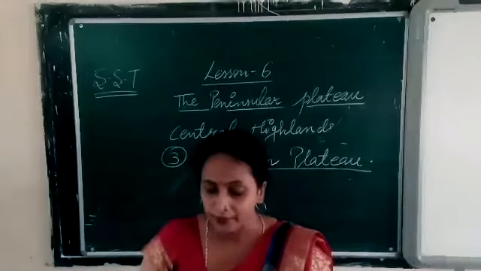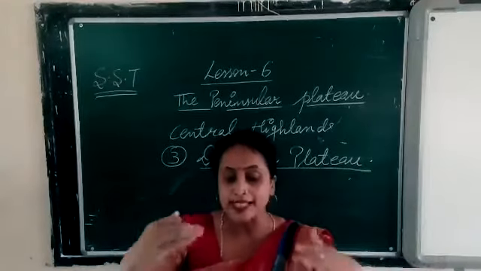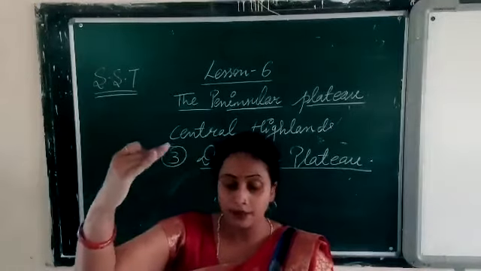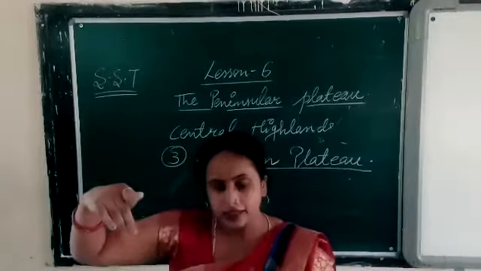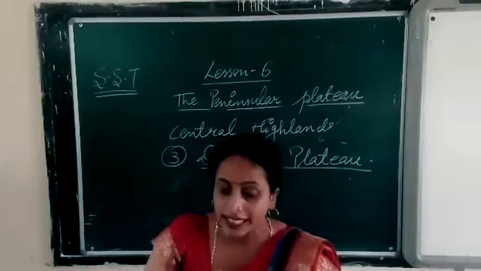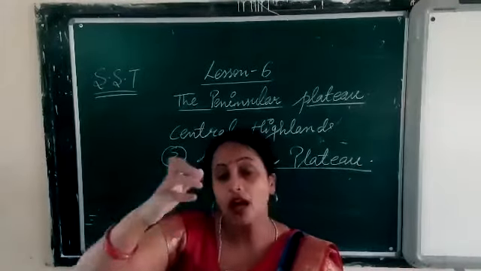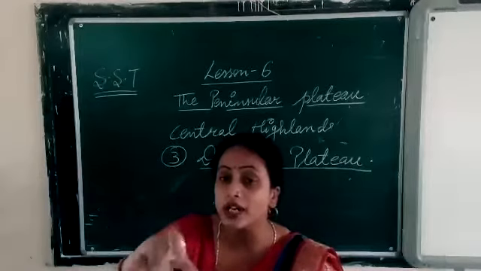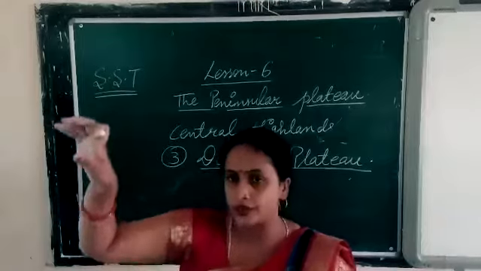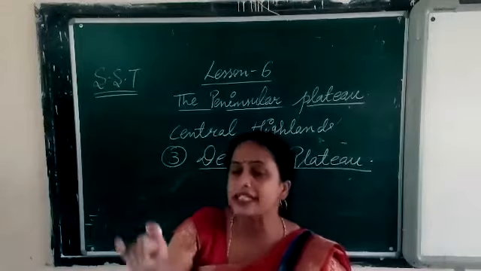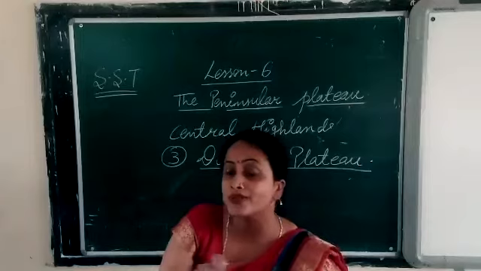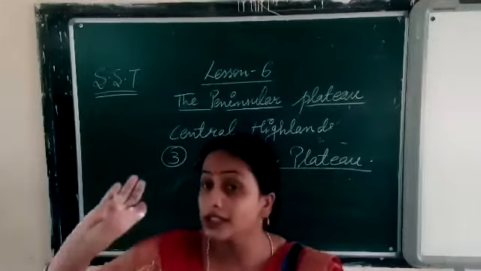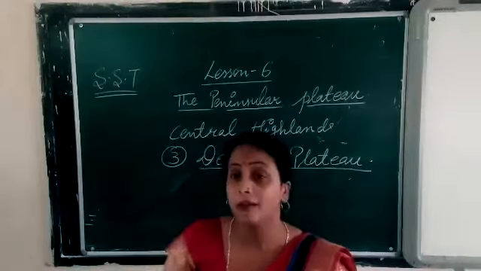Now, the Deccan Plateau is higher in the west than in the east. In the western part it is high as compared to the east. It is drained by the rivers Mahanadi, Godavari, Krishna and Kaveri. These are the rivers which drain the Deccan Plateau. Understood? These are the rivers which flow over there.